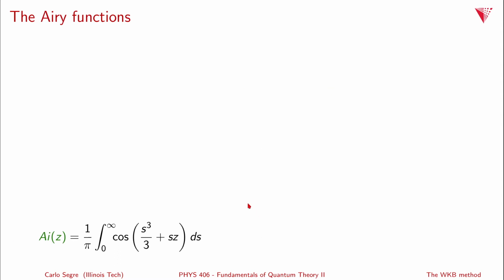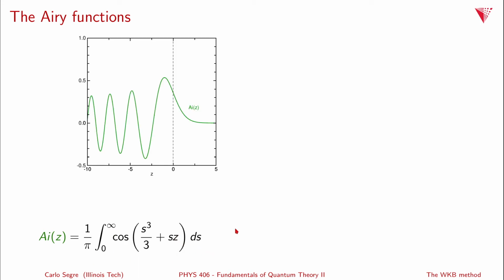It's an integral equation. It's 1 over pi, integral from 0 to infinity of cosine of s cubed over 3 plus s times z, integrated over ds. So we integrate ds over to infinity, and we get a function of z out. And this is what it looks like. So remember, this is the function in the classical region. It looks like an oscillatory function. In the non-classical region, the turning point being at 0, it drops off exponentially.